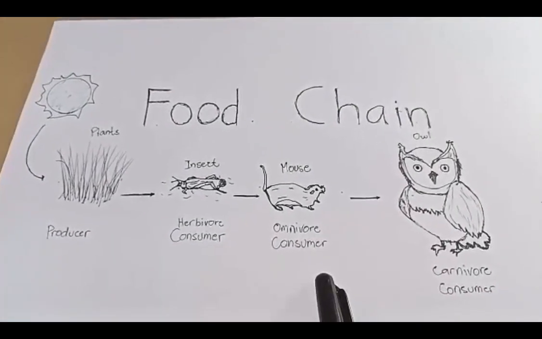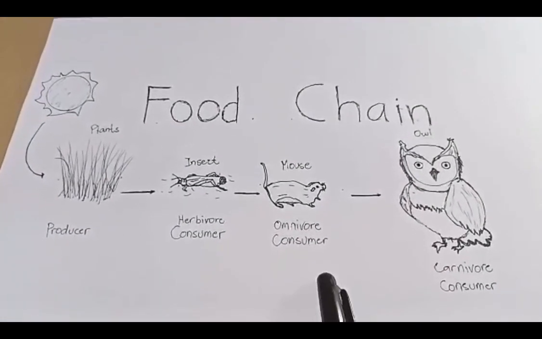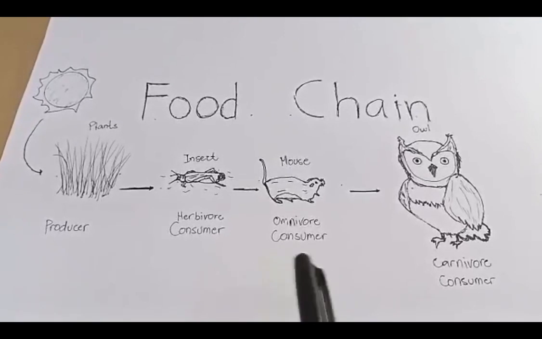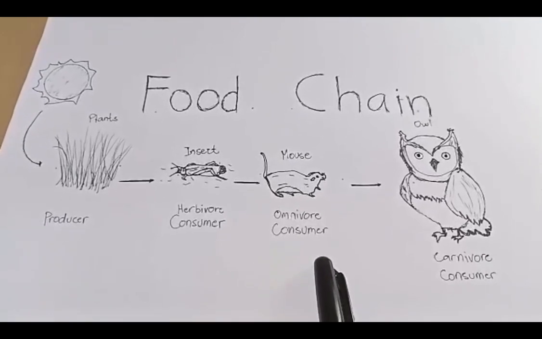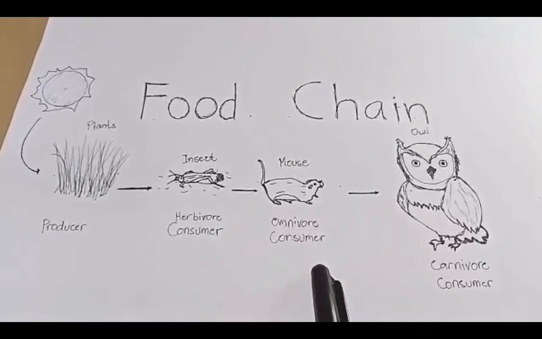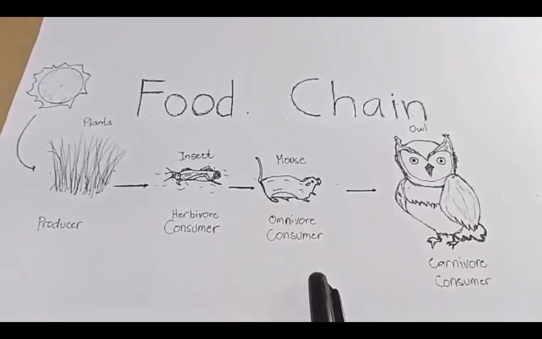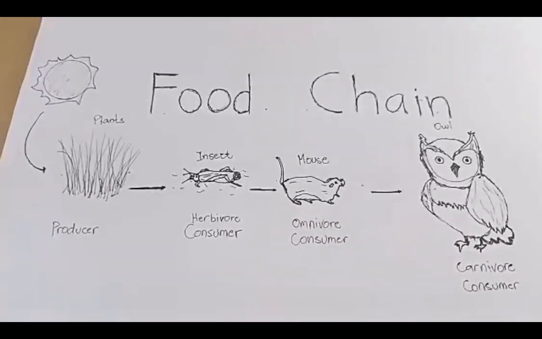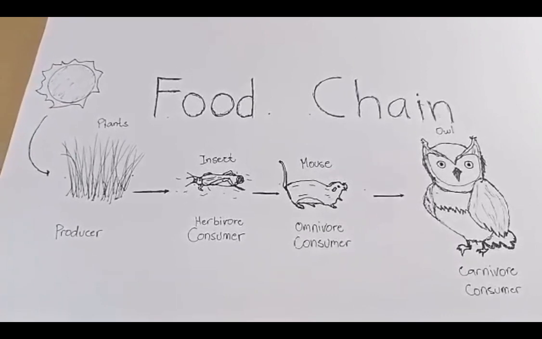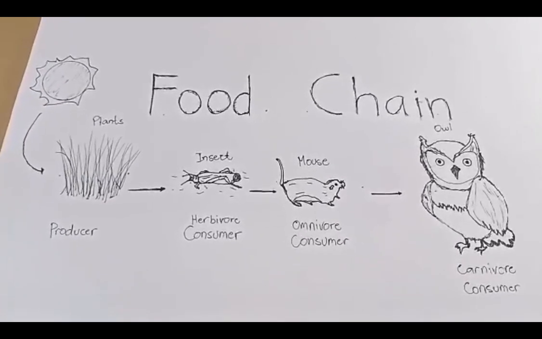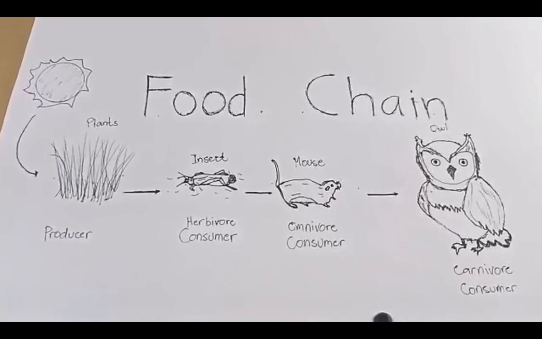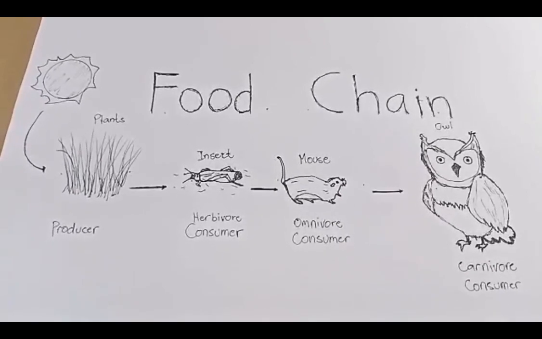Let's add more living things to our food chain. The insect is eaten by a mouse, so the energy from the insect goes to the mouse. The mouse is also called a consumer. The mouse is also eaten by the owl, so the energy is transferred to the owl. The owl is a consumer too.